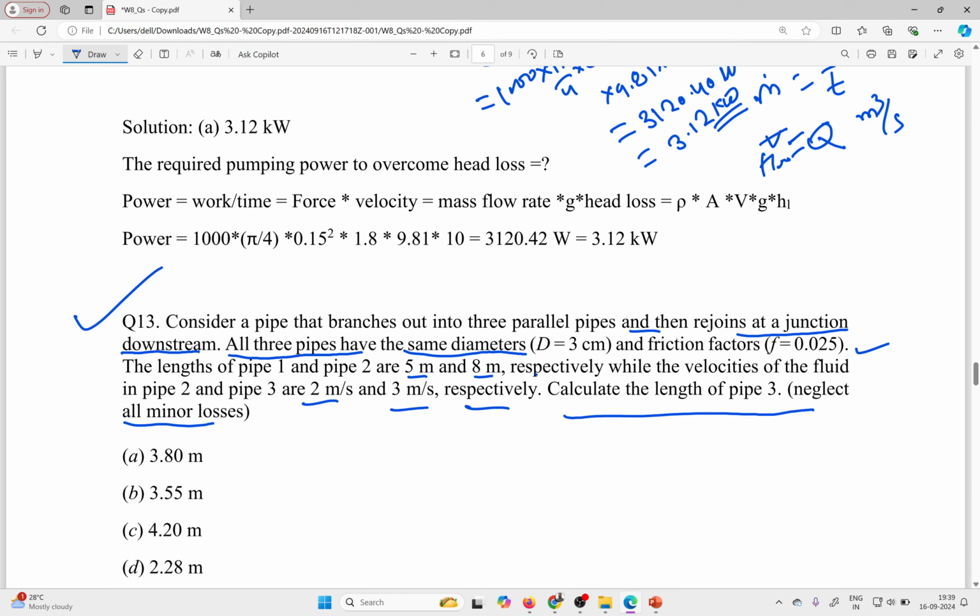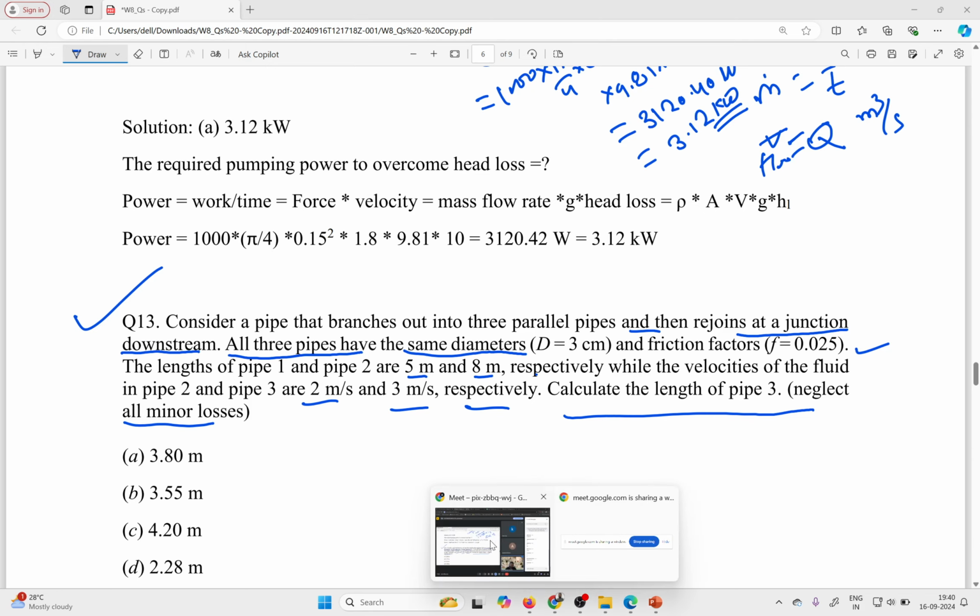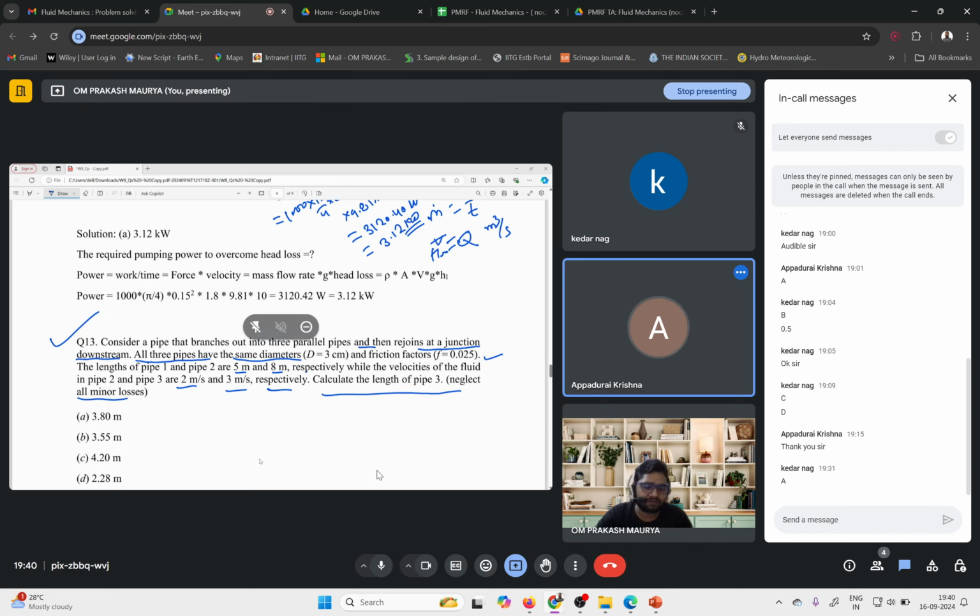Please try to calculate based on your knowledge. You have around 5 to 6 minutes for this question, then I will discuss it. Please try to solve it and give your answer in the chat box.